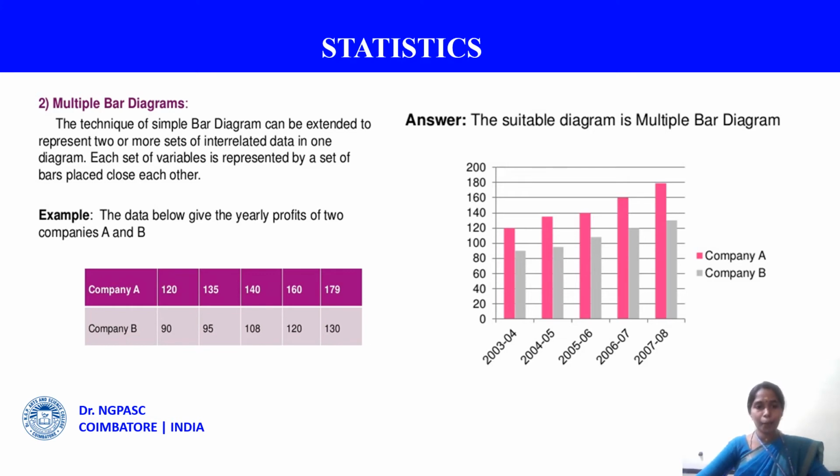See here we are comparing the profits of two companies A and B. So I am using two different bars in the same graph. So that is called multiple bar diagram. Okay, so that is used to compare more than one set of variables.